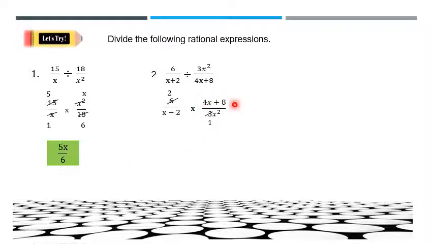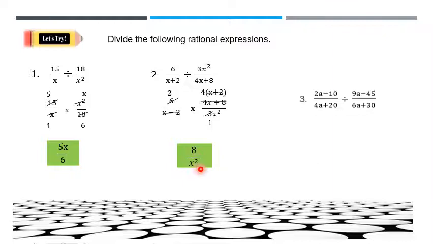4x plus 8, factor using the common monomial, is 4 quantity x plus 2. Cancel out x plus 2 because it is the same; that is a GCF. Then 4 times 2, and 1 times x squared. Multiply numerator to numerator, denominator to denominator. So the answer is 8 over x squared.